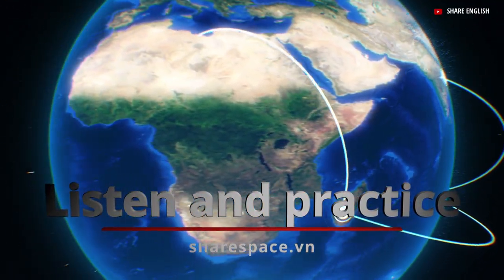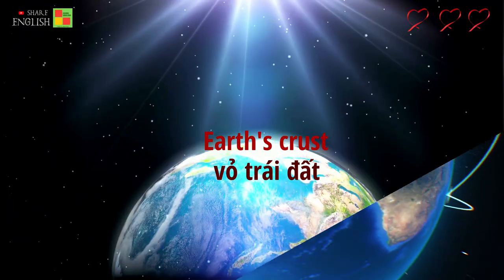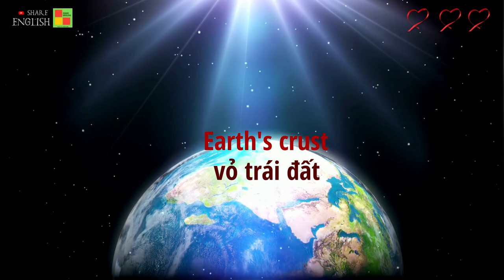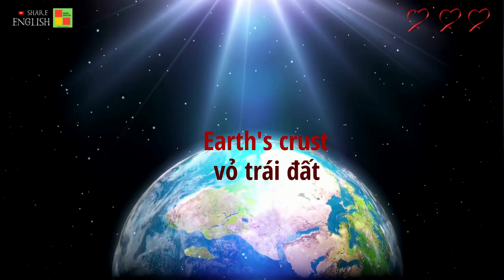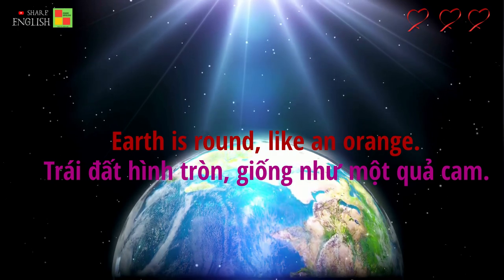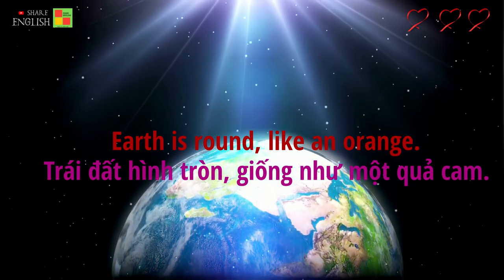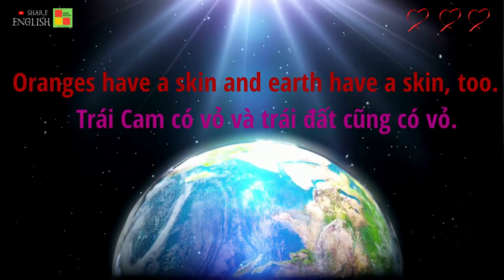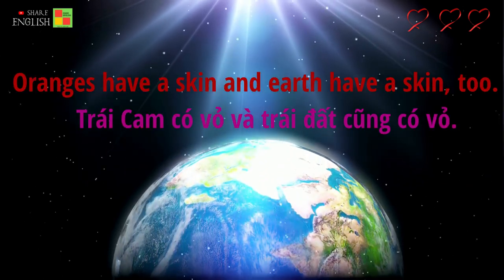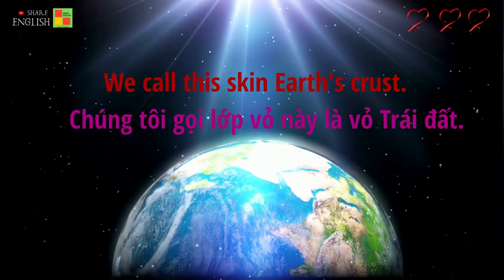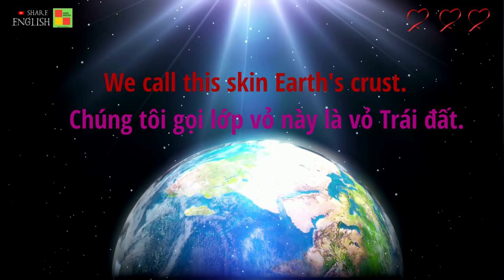Listen and practice. Earth's crust. Earth is round, like an orange. Oranges have a skin, and Earth has a skin too. We call this skin Earth's crust.